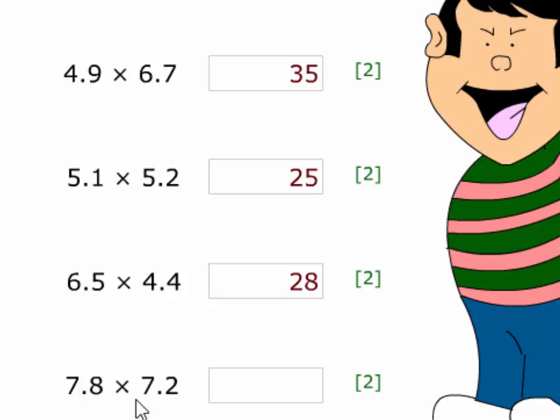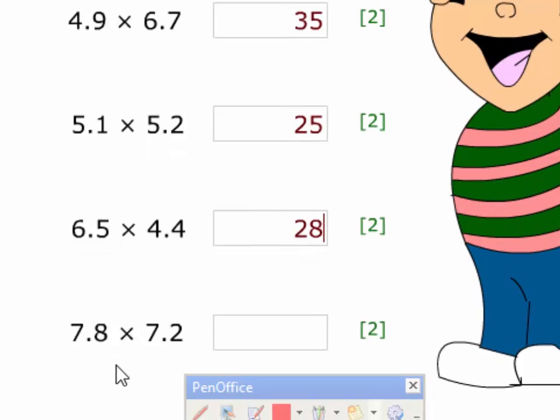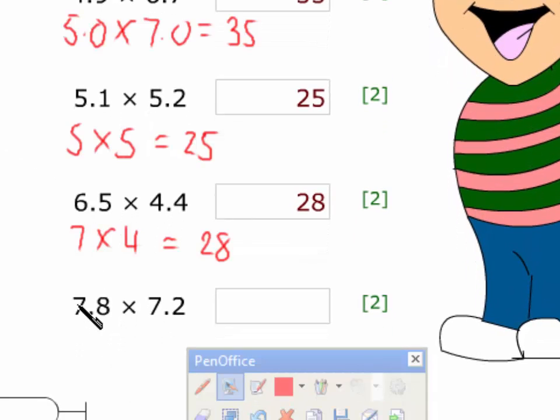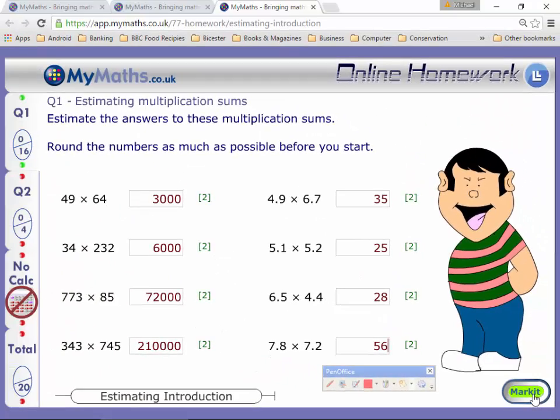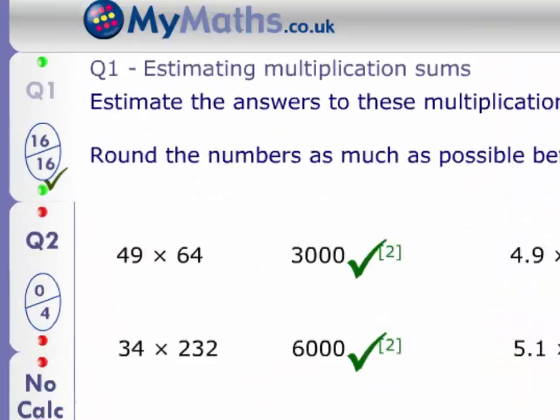And the last one, 7.8 times 7.2. So we'll take 7.8 and make it 8. 7.2 will make 7. 7 eights are 56. So the answer is 56. Let's see how well we've done by marking it. Full marks.